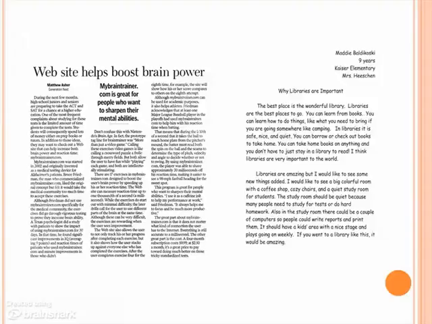Here's an example of an article on the left-hand side. Website helps boost brain power. So in this article, the person is trying to argue that a website helps increase brain power. On the right, you'll see an essay, why libraries are important. So this essay is about why libraries are important, and the author is writing their opinion on that.